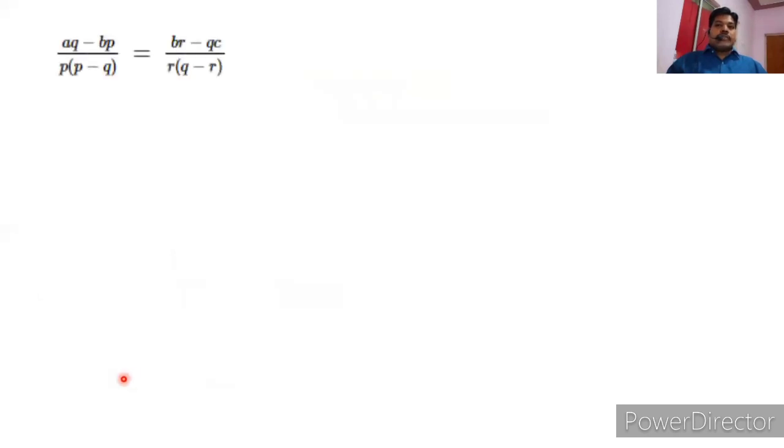So then what happens is AQ minus BP by P into P minus Q is equal to BR minus QC by R into Q minus R. Take the cross multiply, multiply this term to this side, and that one to the other side. So what you will get? R into Q minus R into AQ minus BP is equal to P into P minus Q into BR minus QC.